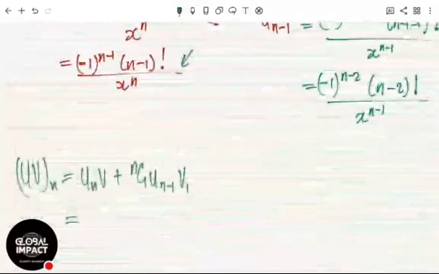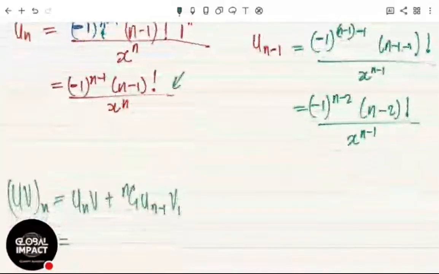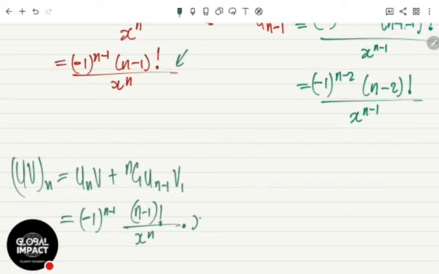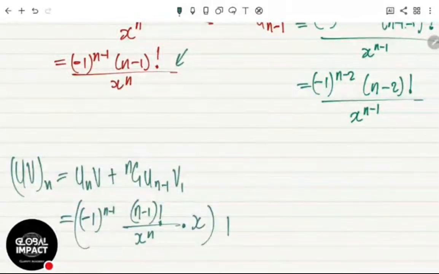So it's going to be (-1)^{n-1}, multiplying (n-1) factorial over x^n. This is multiplying x. This is the first one. Plus n choose 1.